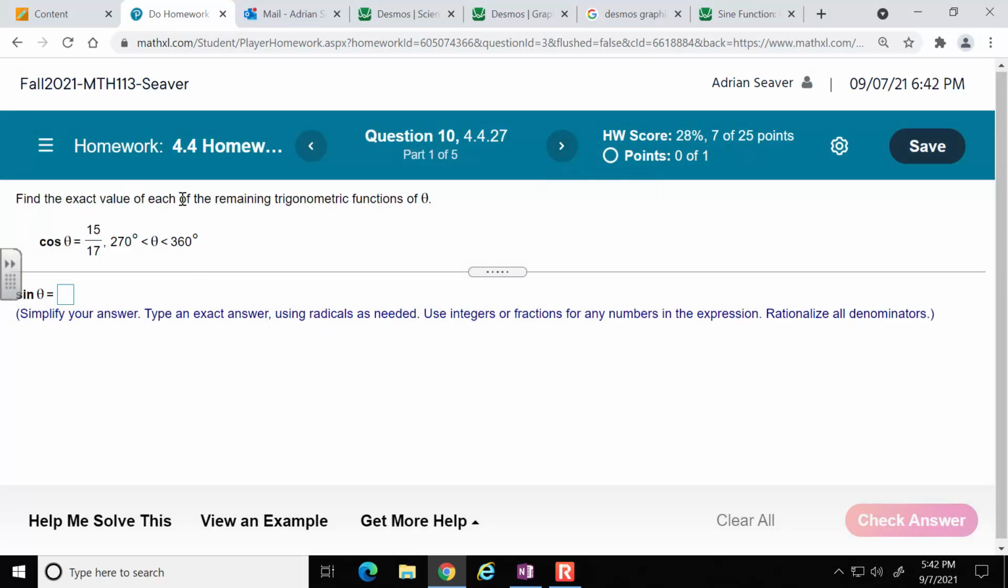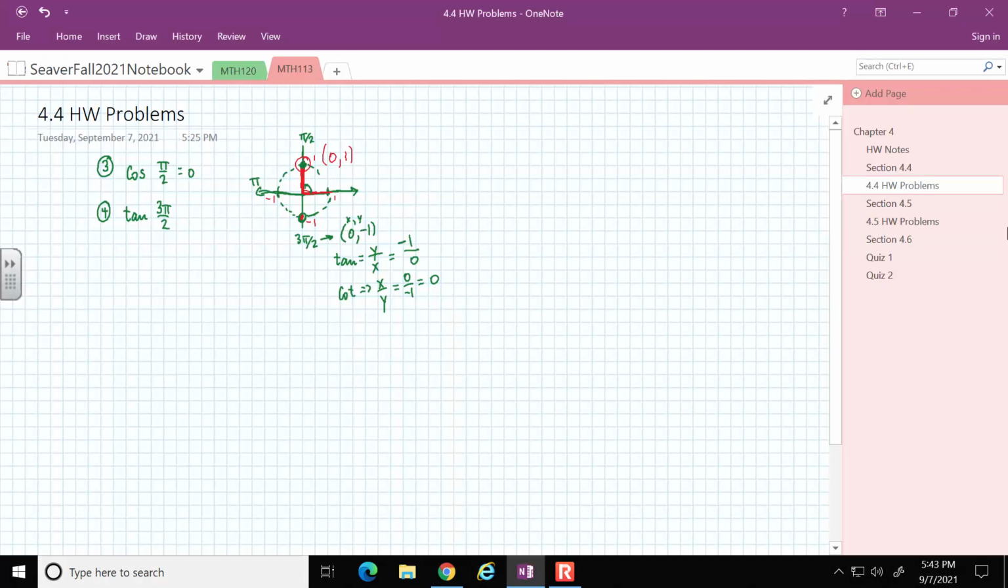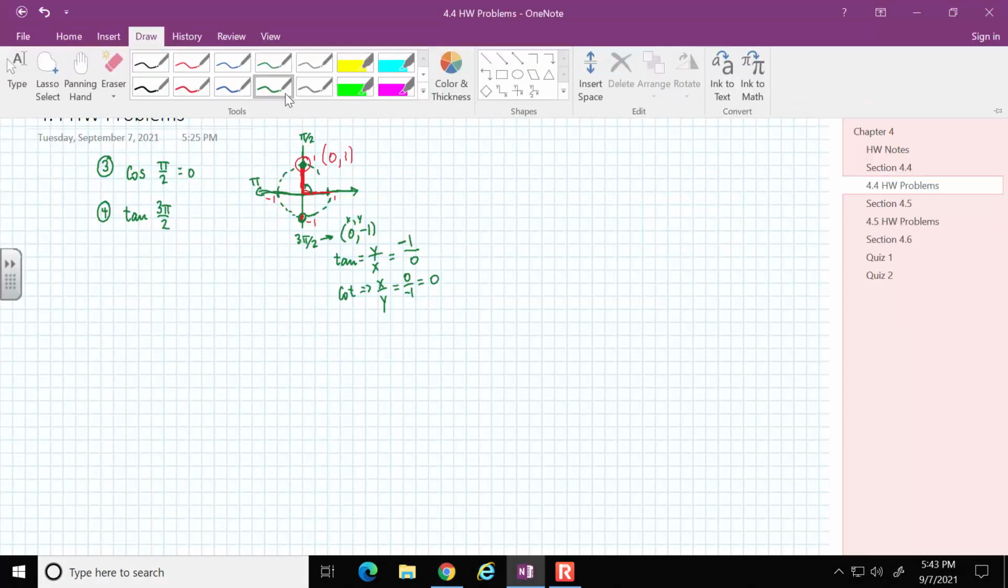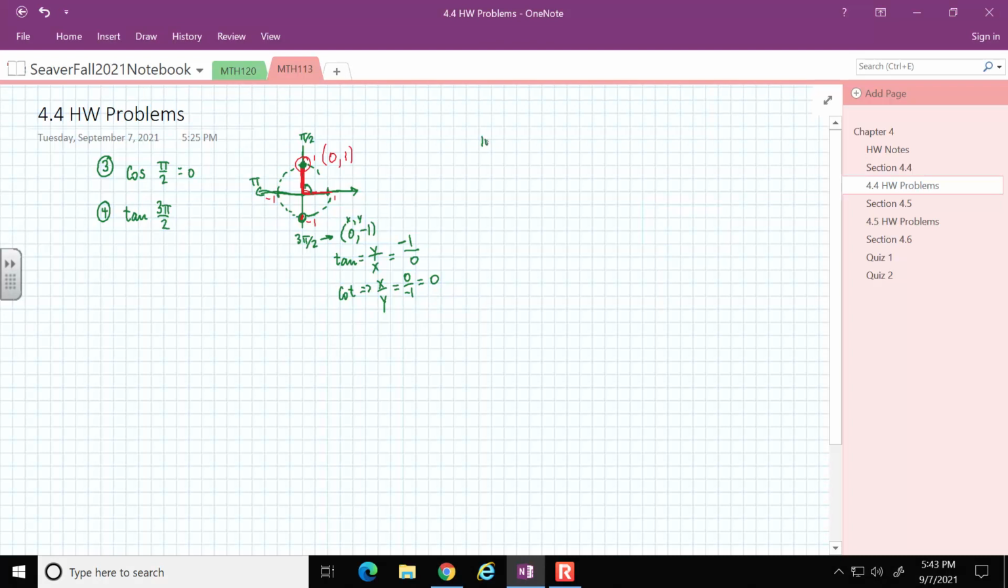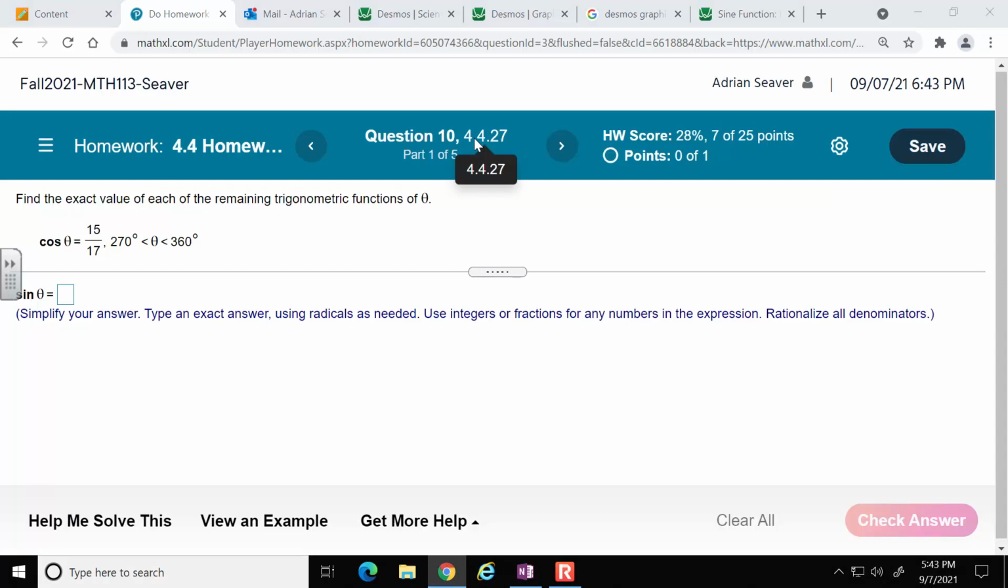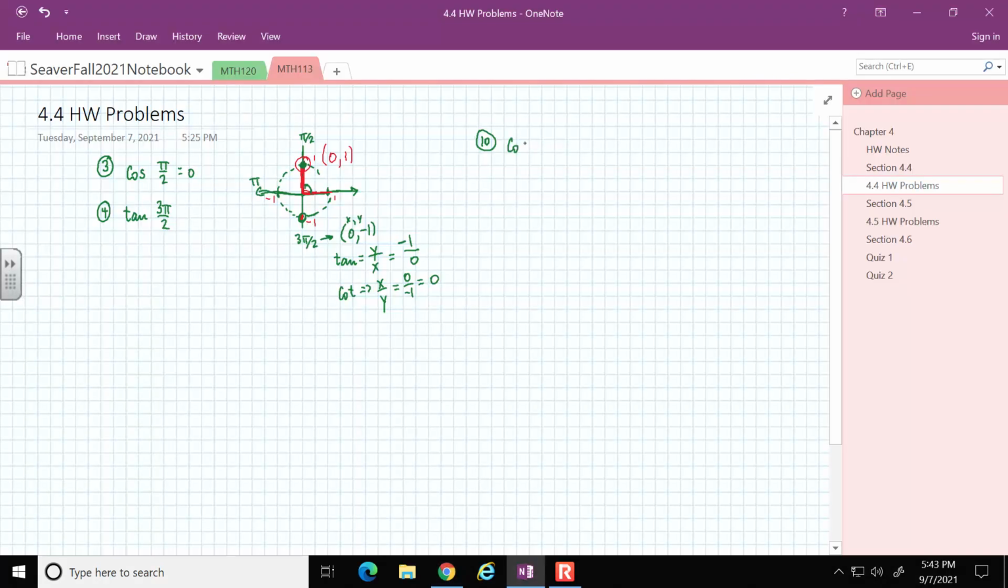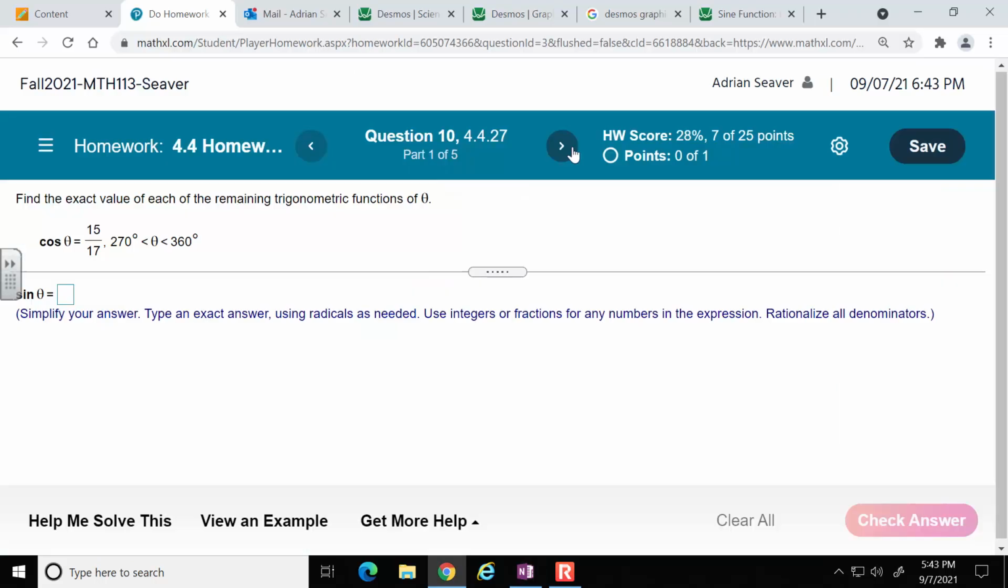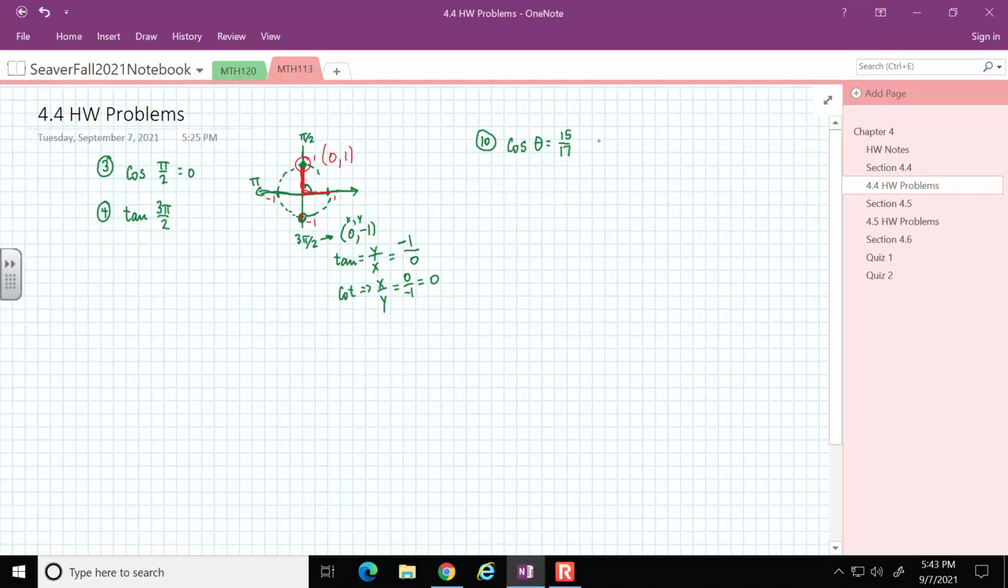Find the exact value of each of the remaining trig functions of theta. And it's given us cosine theta equals 15 over 17. So this is number 10. So let's come in here. Make sure we're green. It's given us some information: cosine theta equals 15 over 17. And it's given some angle information. Theta is between 270 and 360 degrees.